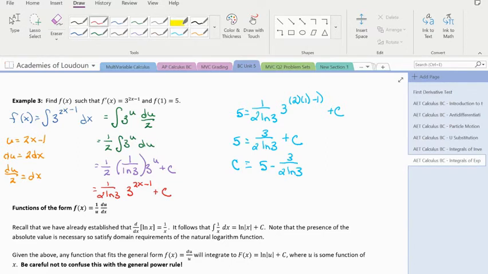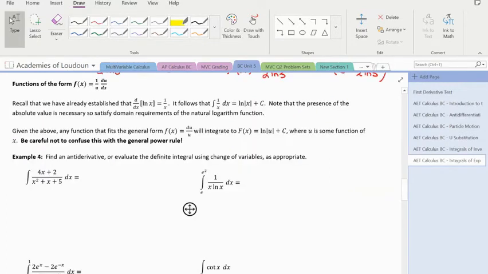And so our final function is going to be that f of x is 1 over 2 times the natural log of 3, 3 to the 2x minus 1, plus our c, as follows.